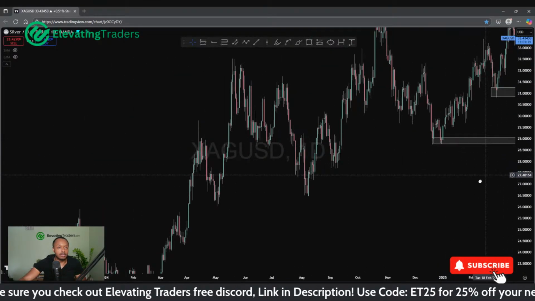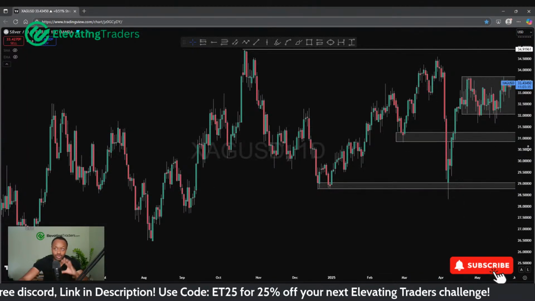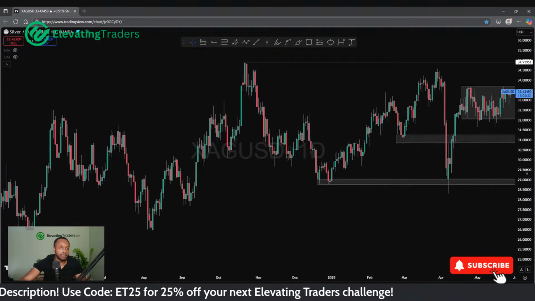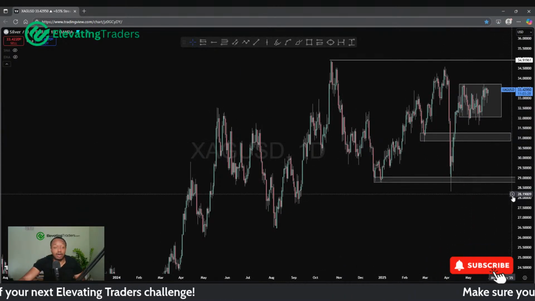What you don't want to do is jump the gun and just go off indicators and not read carefully what price is doing itself, because that's when you are not even using indicators properly as well.